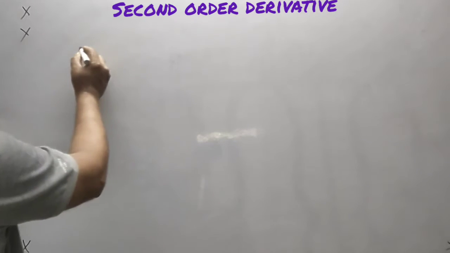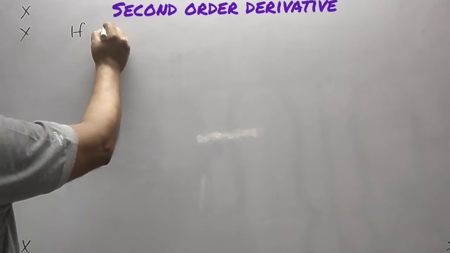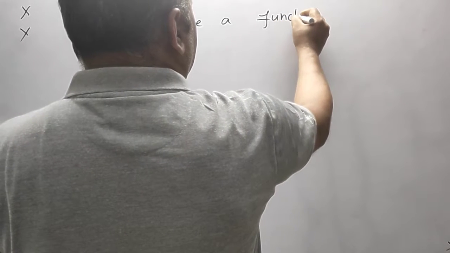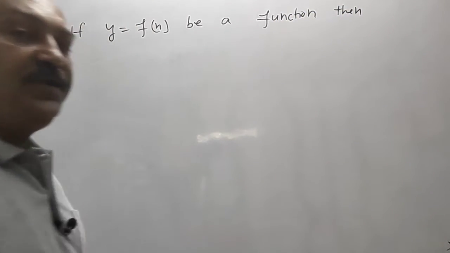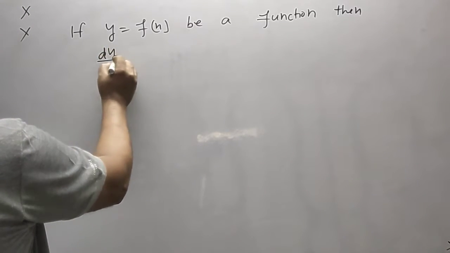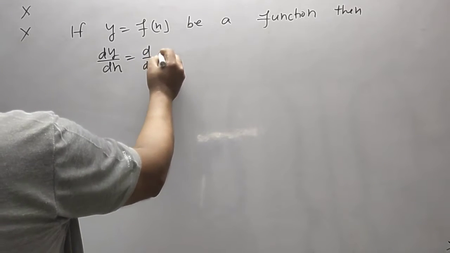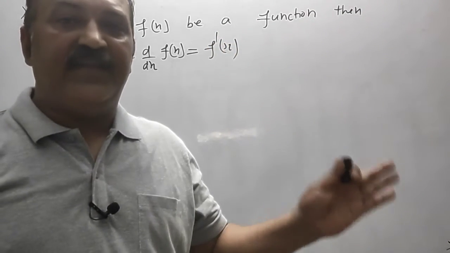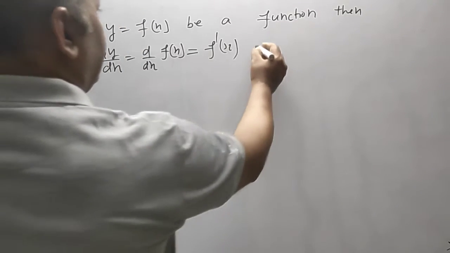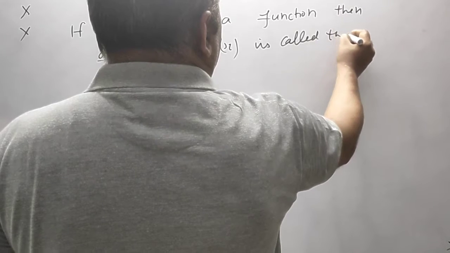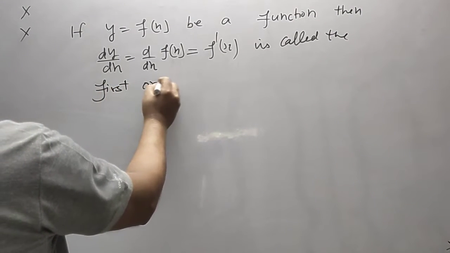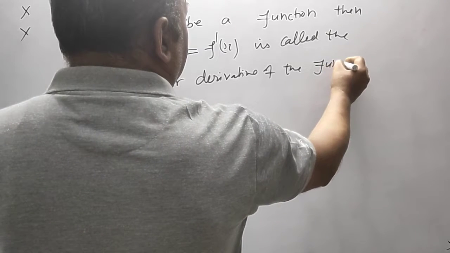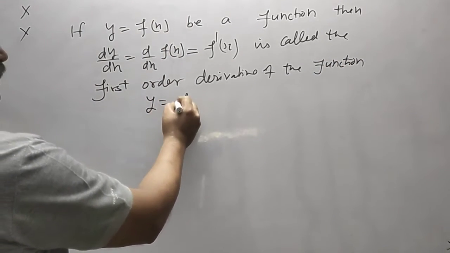So if y is equal to f(x) be a function, then dy upon dx is equal to d upon dx of f(x), is equal to f dash x, is called the first order derivative of the function y is equal to f(x).